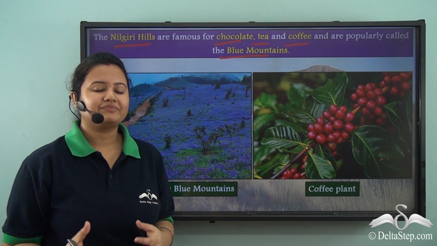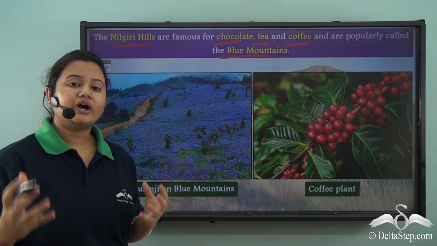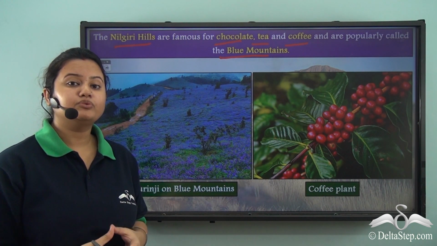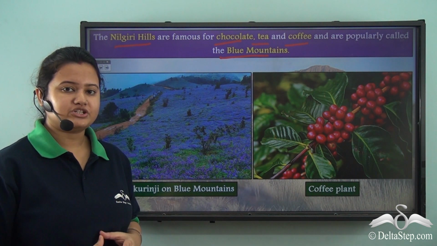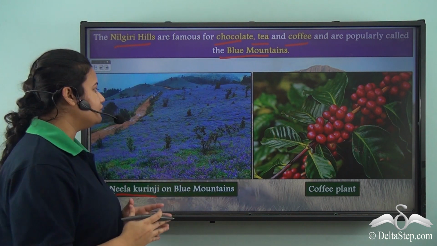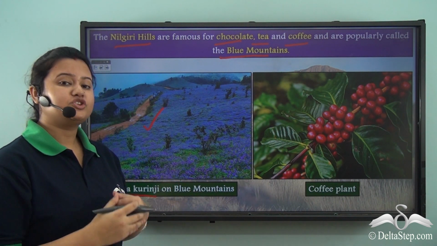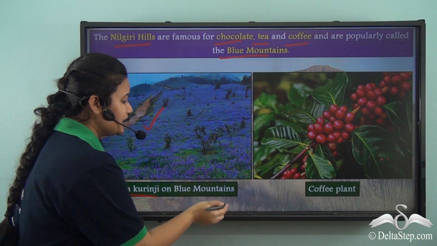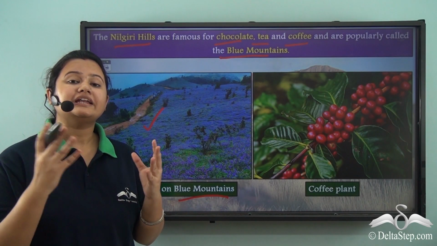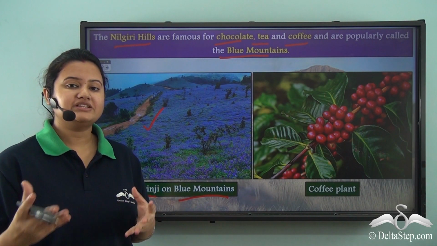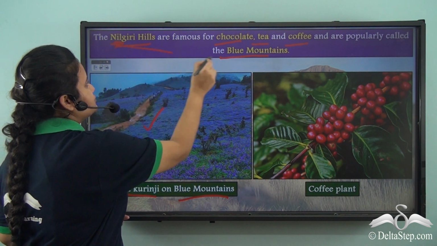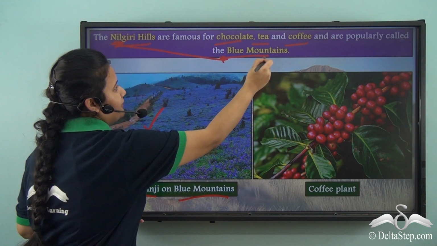Well, do you know why? This is because the strikingly blue color of the hills can be attributed to the clustered bloom of a mass flowering plant species called Neelakurinji. Well, these flowers abundantly grow on the slopes of Nilgiri Hills, which is why the mountain acquires a blue hue and therefore it is known as Blue Mountains. So Nilgiri Hills, which is a part of Western Ghats, is also known as Blue Mountains, where Nil refers to blue and Giri refers to mountains.